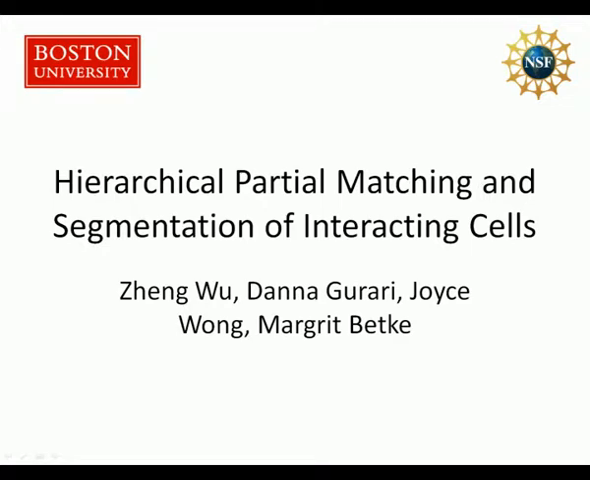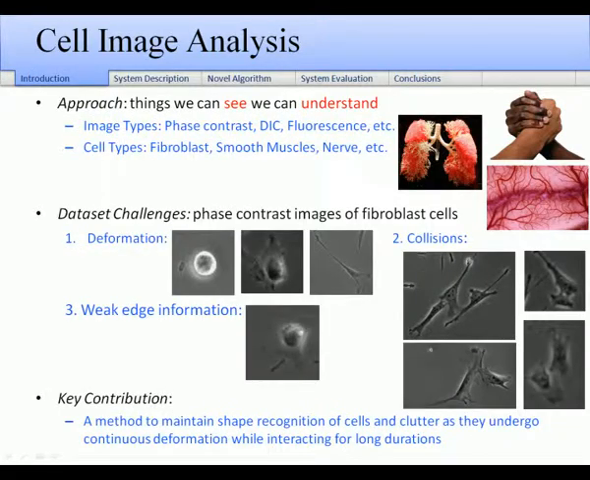This video summarizes an automated segmentation method for identifying the boundary of cells. My name is Donna, and I will be spending the next 5 minutes showing you when and why to use this technique.